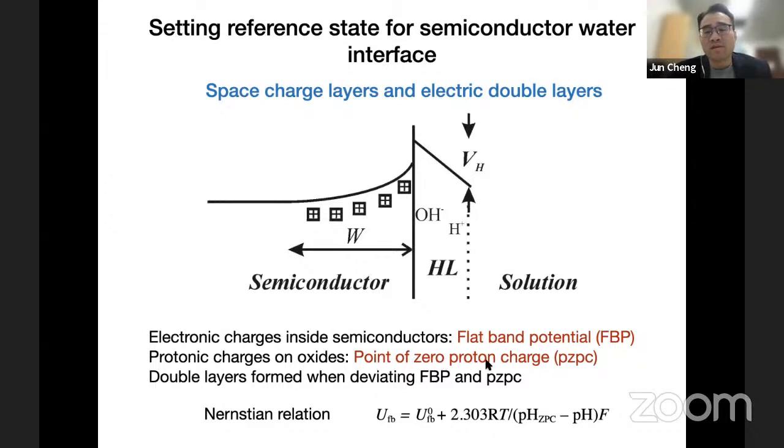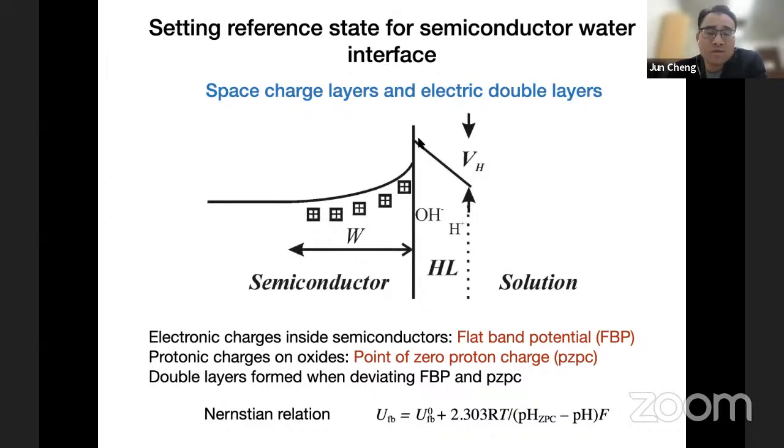We call the point of zero proton charge when the surface carries no net proton charge. So that's setting our reference for the interface: the flat band potential and the point of zero charge condition, when we don't have net charge at the interface, and we don't have the double layer at all. But the double layer will form when deviating from the potential of zero charge, the flat band potential condition, and the point of zero proton charge condition.